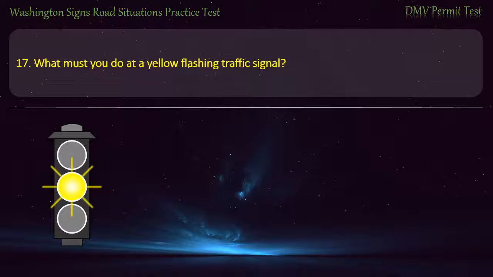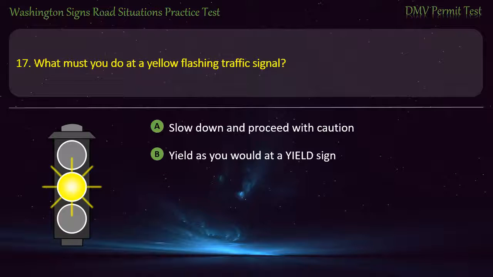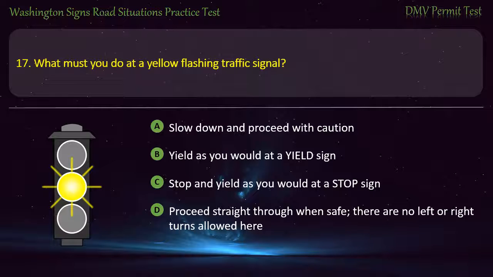Question 17. What must you do at a yellow flashing traffic signal? Slow down and proceed with caution. Yield as you would at a yield sign. Stop and yield as you would at a stop sign. Proceed straight through when safe. There are no left or right turns allowed here. Answer. Slow down and proceed with caution.